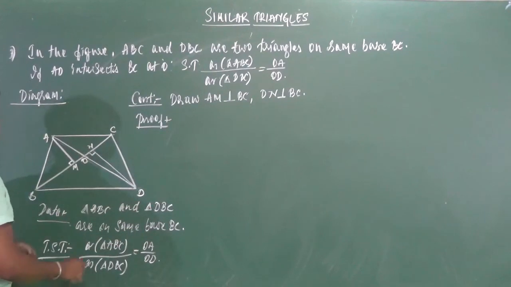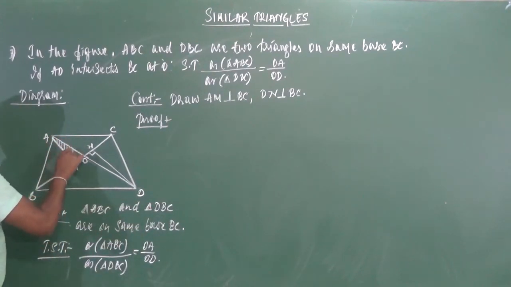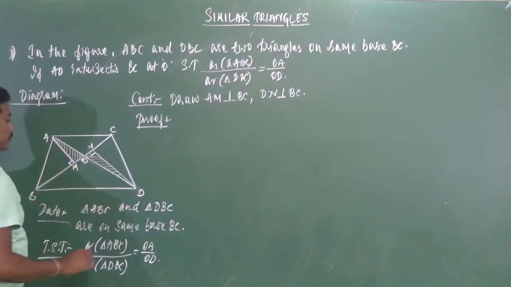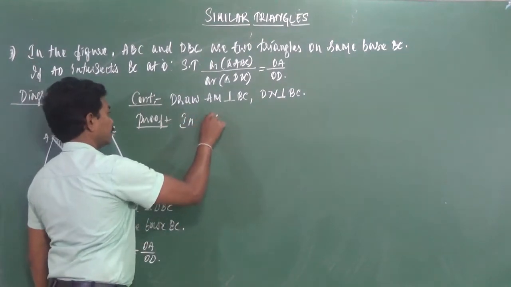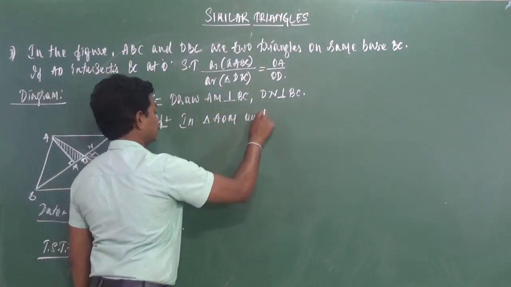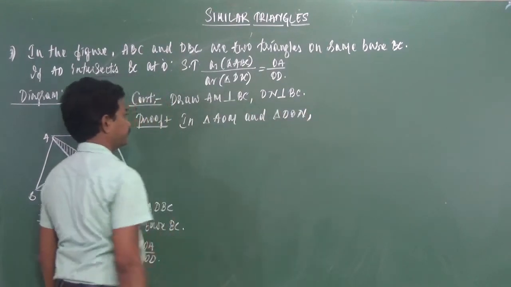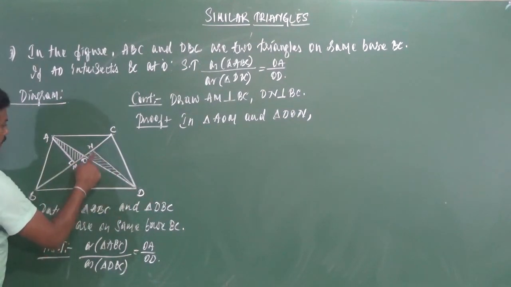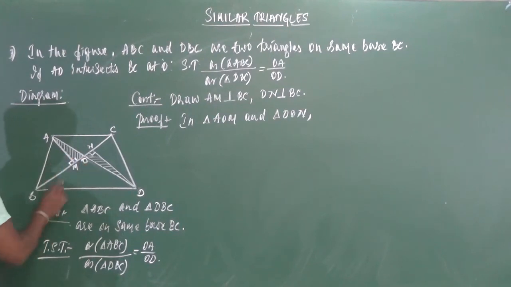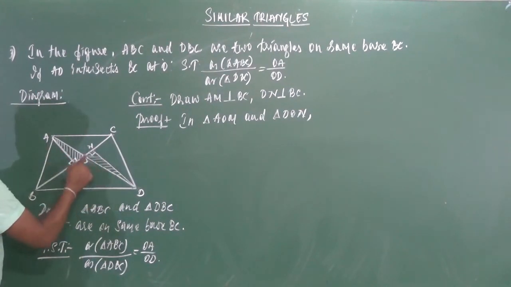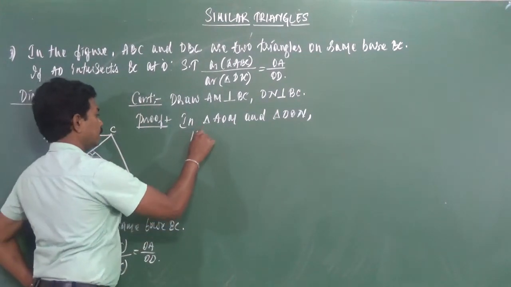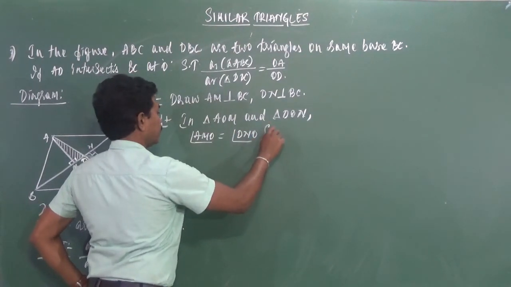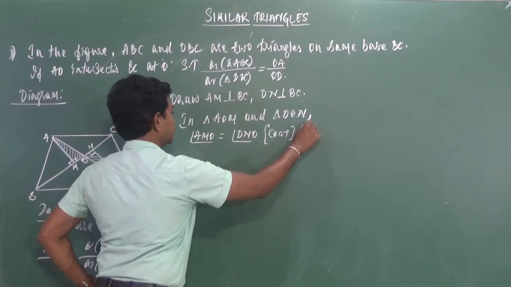Now we will select these two triangles, triangle AOM and triangle DON. Right. So in triangle AOM and triangle DON, angle AMO is equal to angle DNO, that is 90 degrees, both are 90 degrees. The reason is by construction. So that is 90 degrees each.